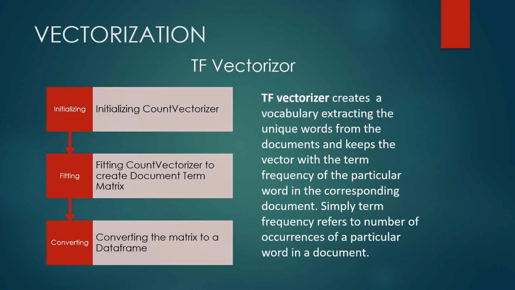Coming to the first, the TF vectorizer creates a vocabulary by extracting the unique words from the documents and keeps a vector with the term frequency of the particular word in the corresponding document. Simply, term frequency refers to the number of occurrences of a particular word in a document. The first step in the TF vectorizer was initializing the count vectorizer. After initializing, we fitted the count vectorizer to create a document-term matrix. After that, we converted the matrix into a data frame.